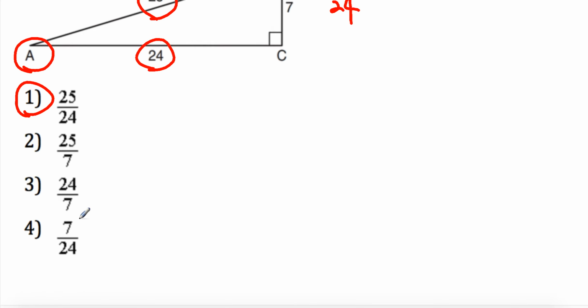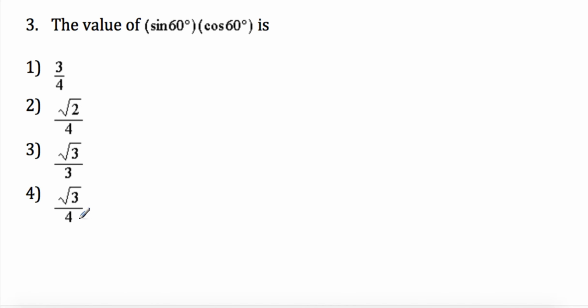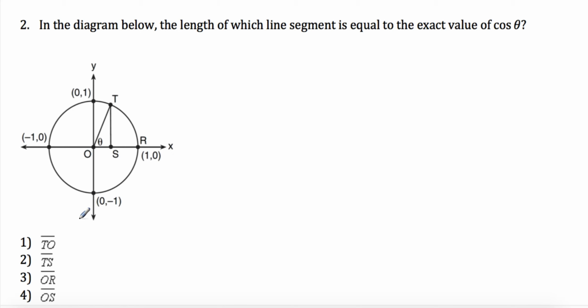All right, let's move on to the second question. In the diagram below, we're looking for cosine. Cosine basically means we're looking at x value of the unit circle. Where is my x value? Right over here. OS. So choice 4 becomes our answer.